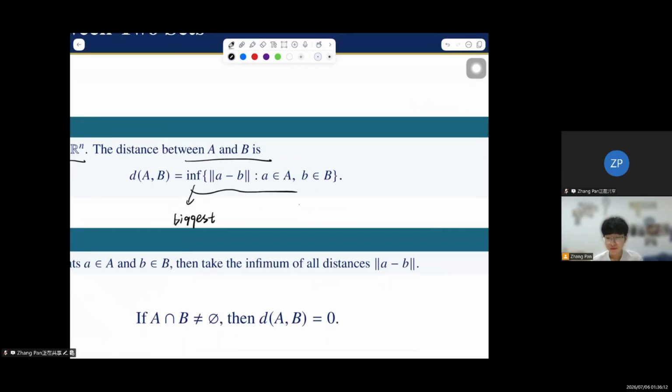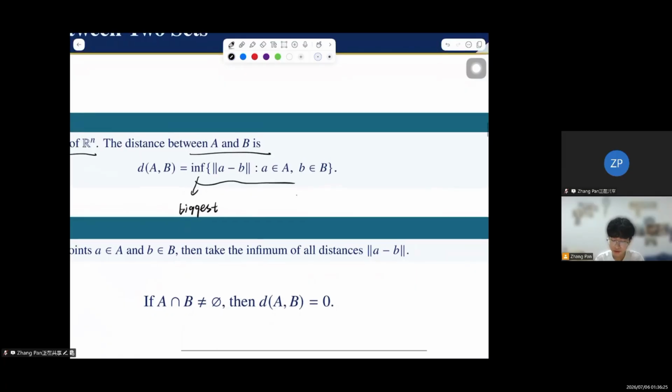However, why do we use the infimum rather than the minimum? Sometimes the closest distance is not actually reached by any 2 points. The points can get closer and closer, but they may never attain the smallest distance. So we use the infimum to represent the distance.